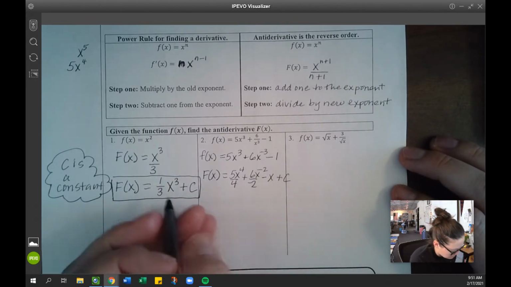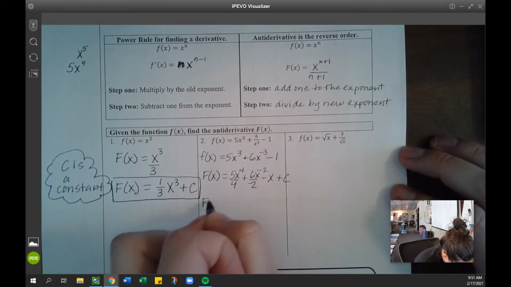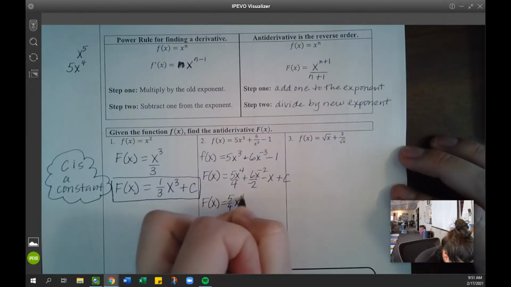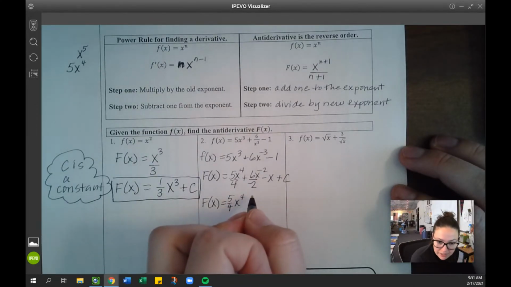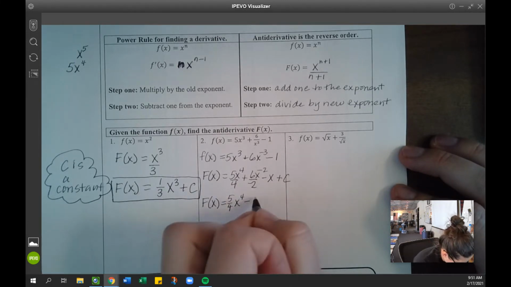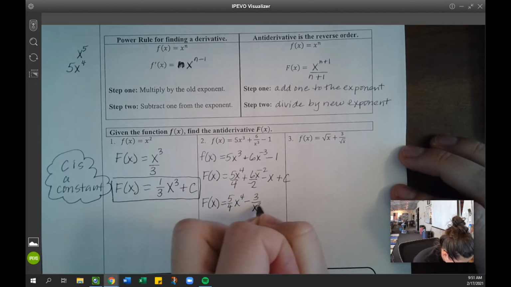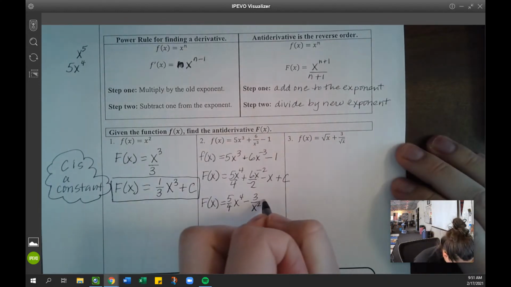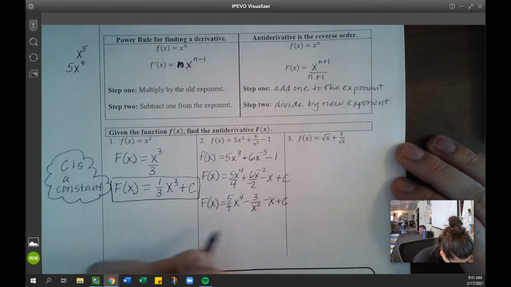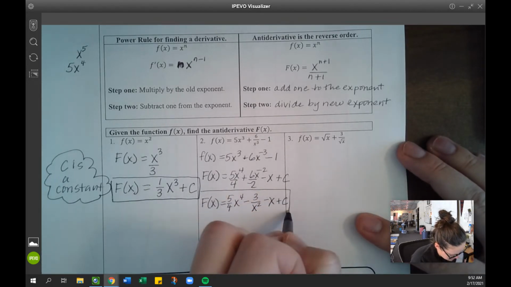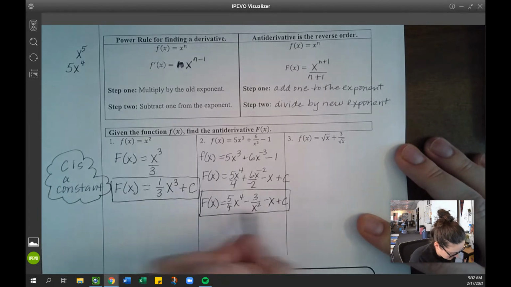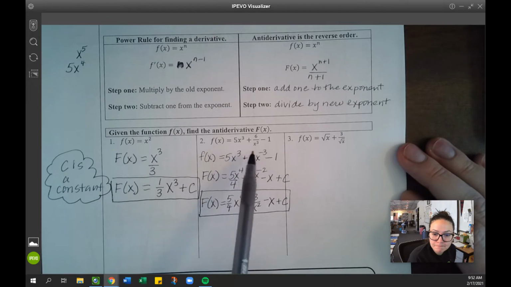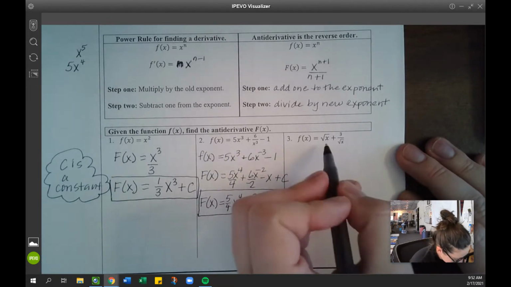Now, we can clean this up a little bit. I'm going to have big F of x equals 5/4 x to the 4th. 6 divided by negative 2 is just negative 3, so I'm going to have minus 3 over x squared. I can flip that negative exponent back down to the bottom. Minus x plus that constant c. So again, if I took the derivative of big F of x, I should end up with little f of x.